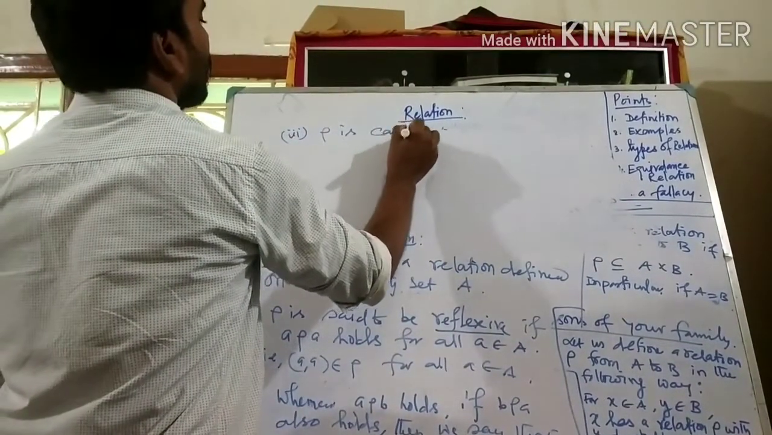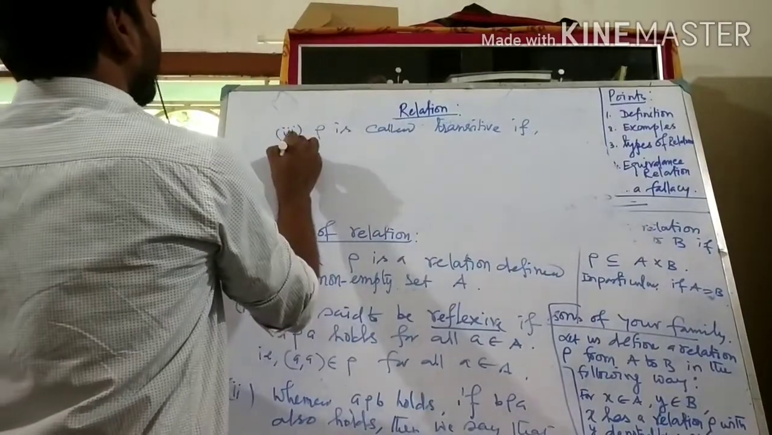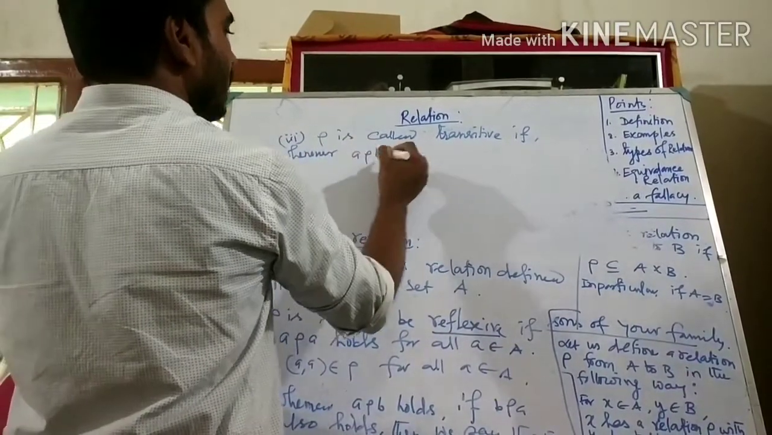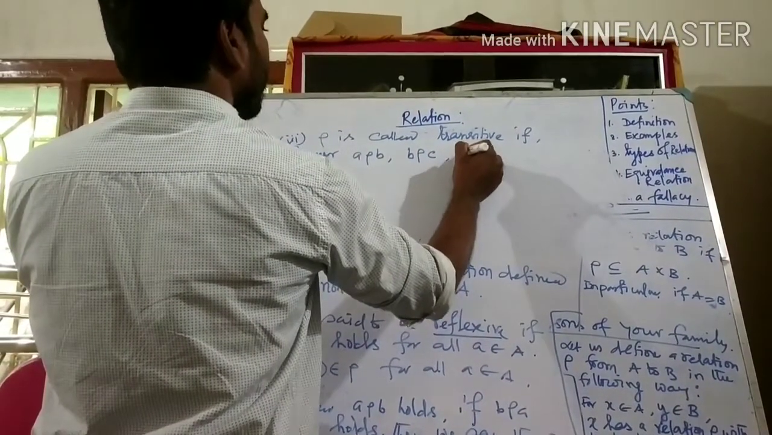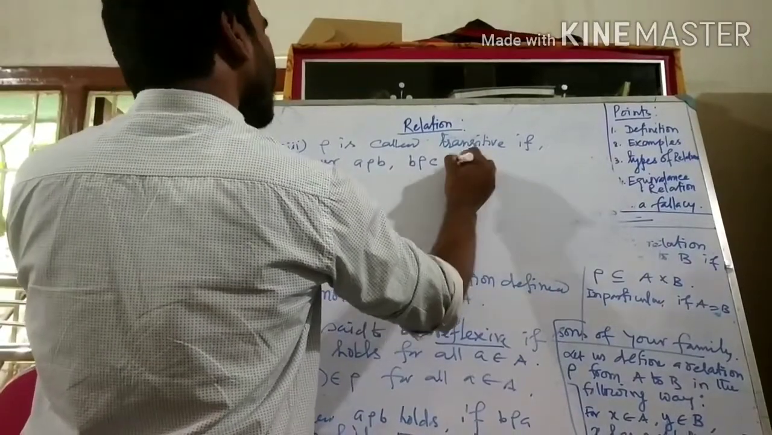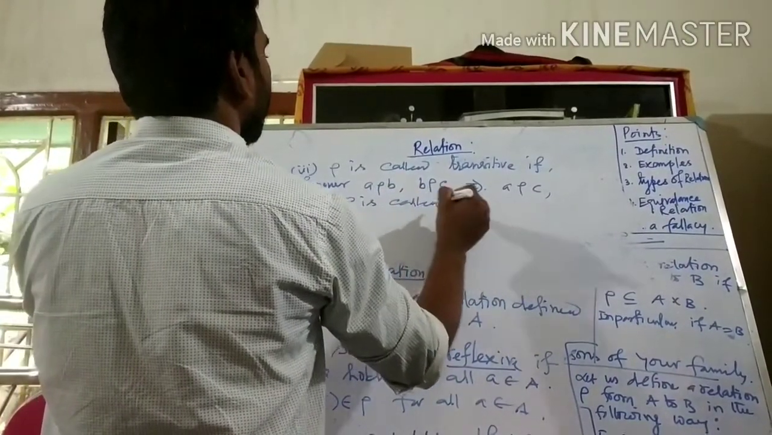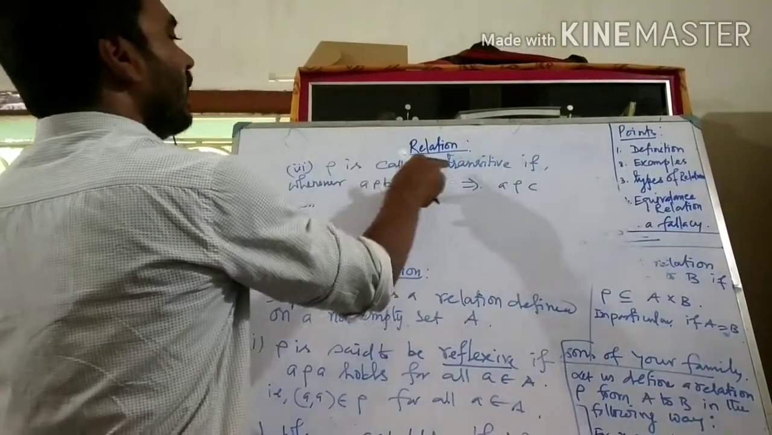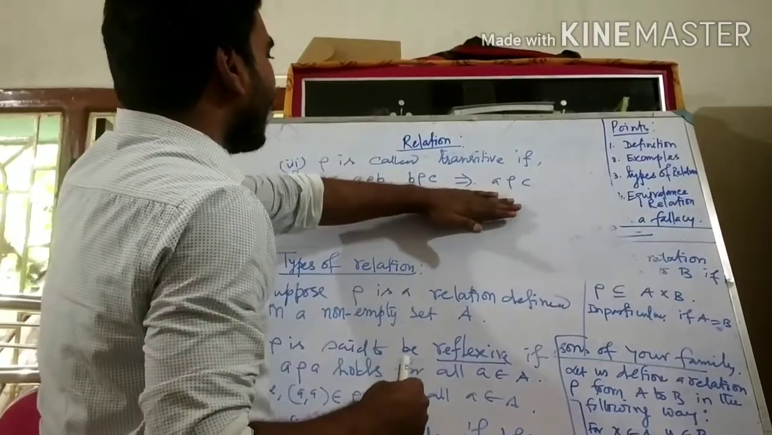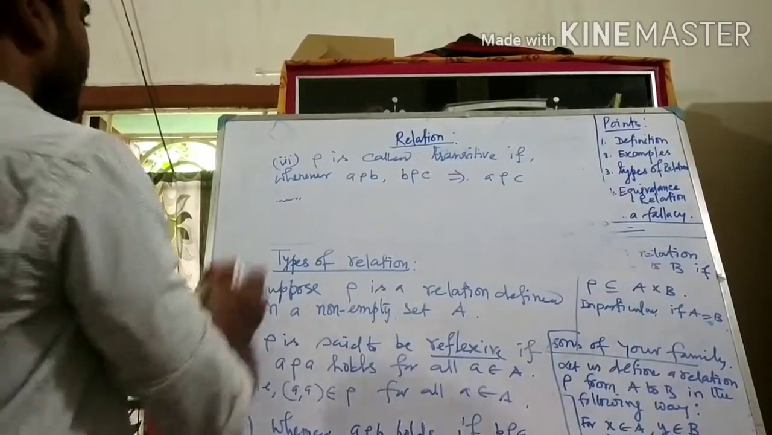Rho is called transitive if whenever A rho B and B rho C hold, that implies A rho C. So rho is called transitive if whenever there is a rho relation between A and B, and a rho relation between B and C, then that implies there is a relation between A and C. Then we say that rho is transitive.